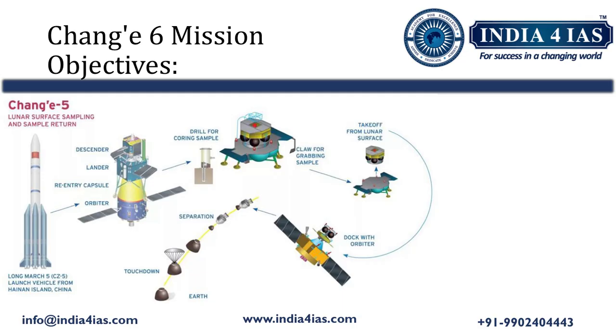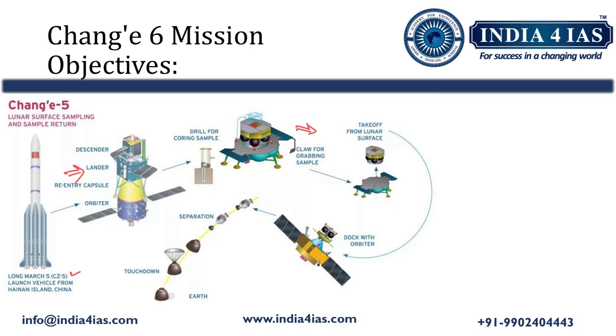Here we can see the graphical illustration of the Chang'e-6 mission. The mission is launched on the Chinese Long March 5 launch vehicle from China. Along with the orbiter and lander, it enters lunar space. Once detached from the orbiter, it lands on the far side of the moon with the help of the lander. Then it will collect samples from this far side of the moon.